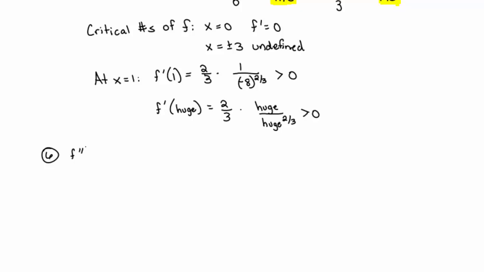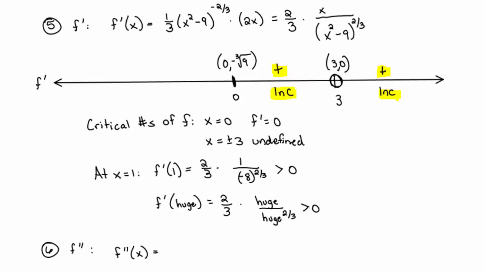So, of course, we need to find out what the second derivative is. F double prime of x is equal to, well, that's the derivative of f prime, which is this 2/3 of ugliness here. And so I'm going to go ahead and use the quotient rule. 2/3. Derivative of that numerator is a 1 times the denominator, which is going to be the x squared minus 9 to the 2/3 power, minus the numerator, which is x, times the derivative of the denominator, which is 2/3, times x squared minus 9 to the negative 1/3 power.